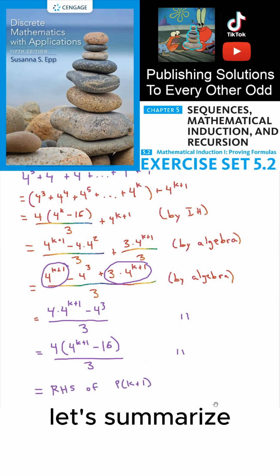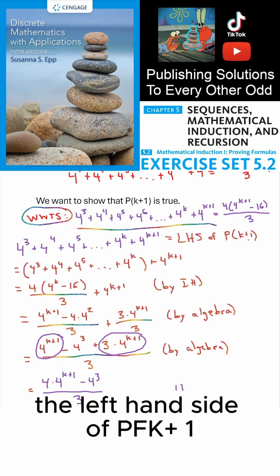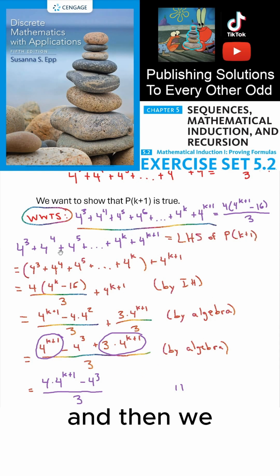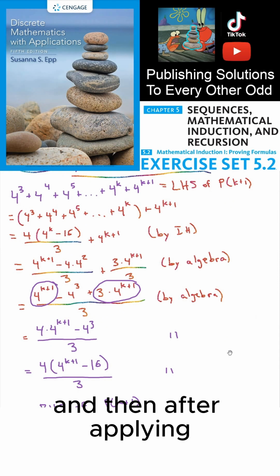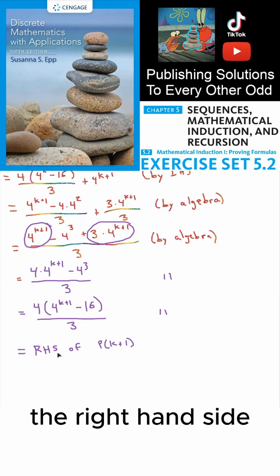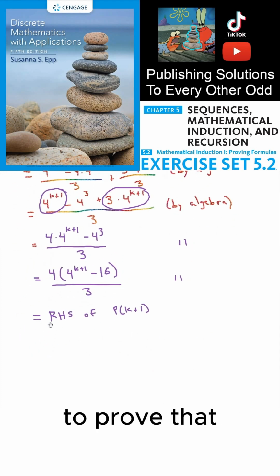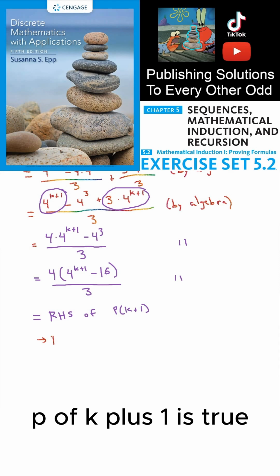So now let's summarize what we just did. We started with the left-hand side of P of k plus 1, and then we reorganized the left-hand side so that we can use the inductive hypothesis. And then after applying the inductive hypothesis, we use some algebra to change the left-hand side into the right-hand side to prove that the left-hand side of P of k plus 1 equals the right-hand side of P of k plus 1. And the only way that can be true is if P of k plus 1 is true.